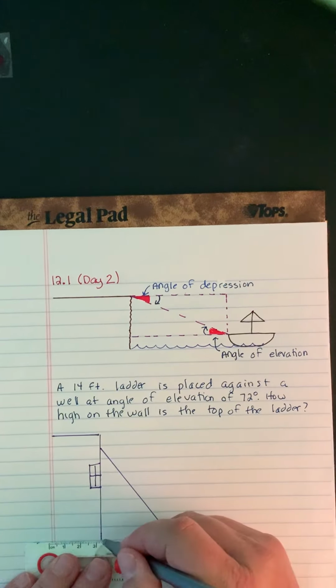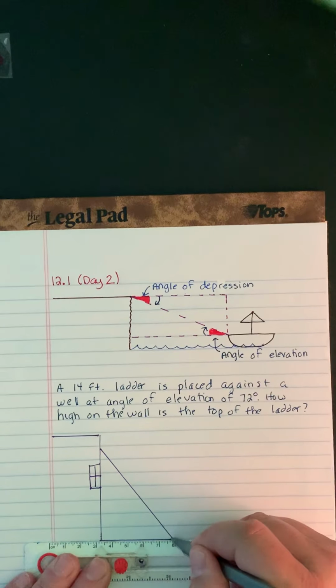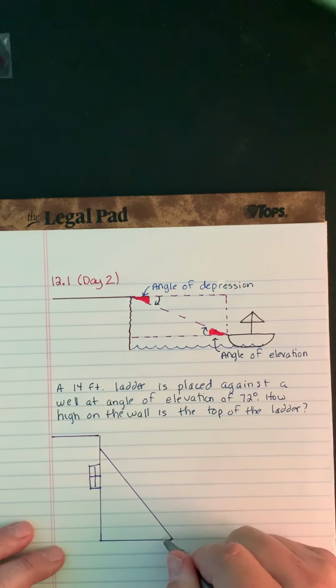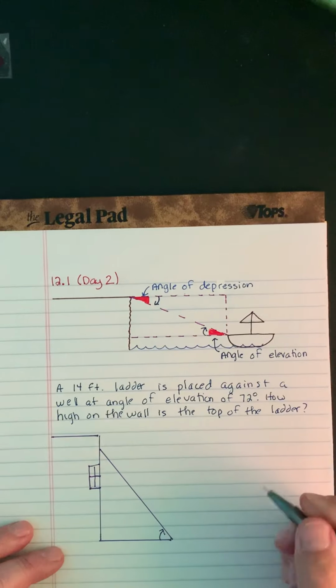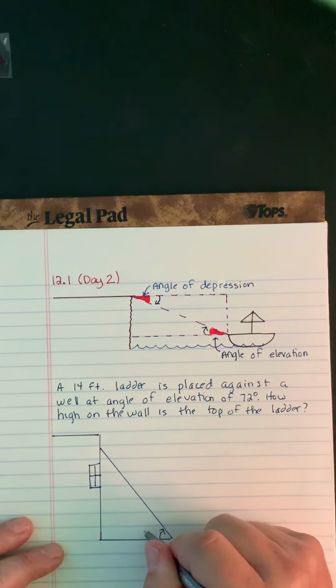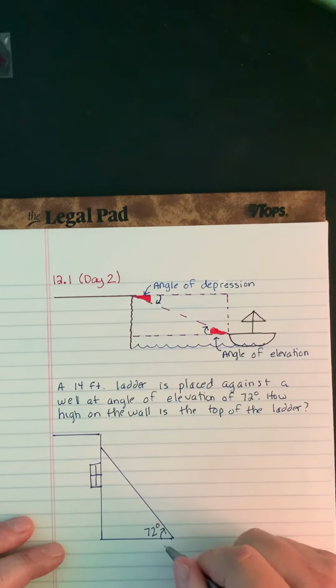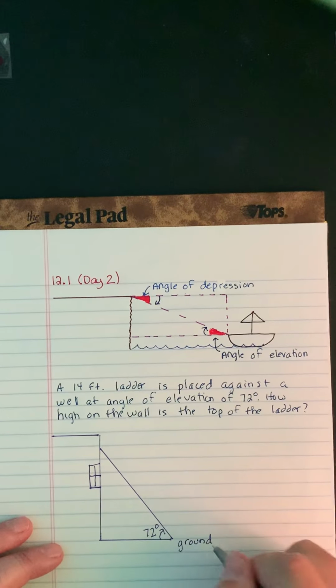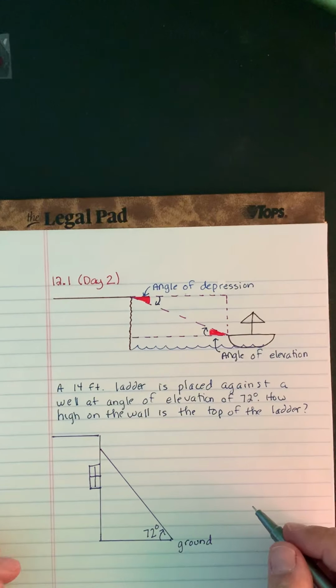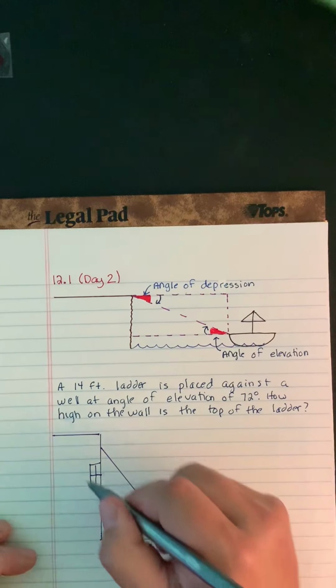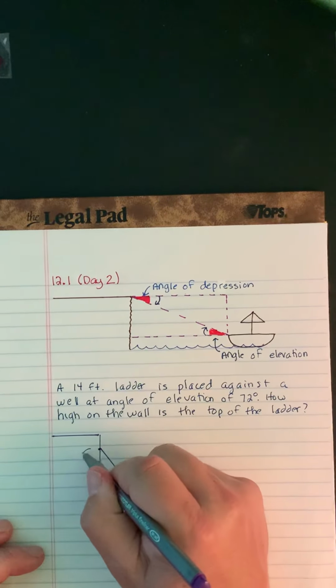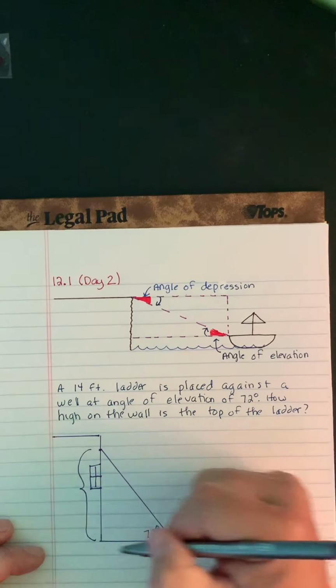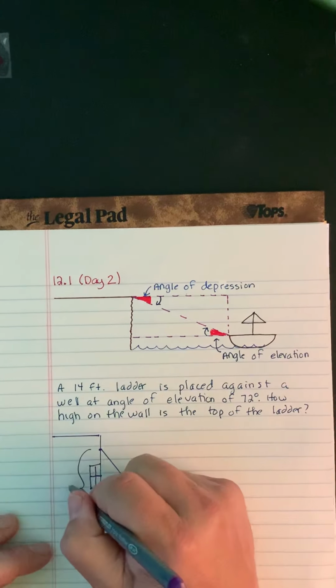Okay, now it says the angle of elevation. So remember, elevation's got to be like you're tilting your head up. So it's got to be right there. Okay, and it says that's 72 degrees. This is the ground, in case you didn't know. We're not putting a ladder in midair. All right, and it wants to know how high up will it reach? Well, that's what we're trying to find out. How high up on the house will it reach? So that'd be our x.